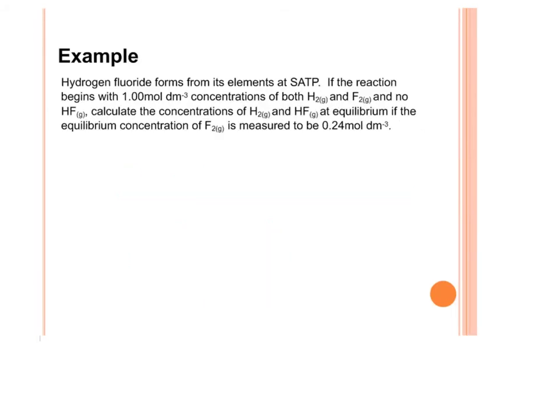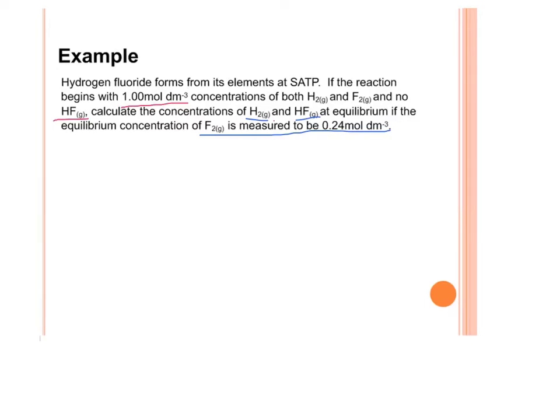So our example here, we've got hydrogen fluoride forms from its elements at SATP. We have initial concentrations of H2 and F2 and no HF. And then we're asked to calculate the concentrations of H2 and HF at equilibrium if the equilibrium concentration of F2 is 0.24 moles per liter.